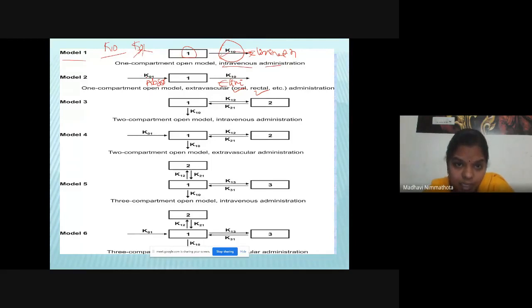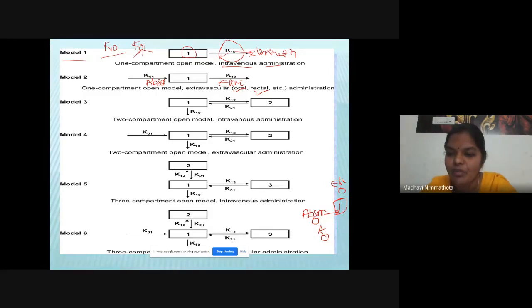See here, here it is K01, because here it will undergo the absorption process. So that's why the 0 is first, then only 1 comes. In case of elimination, first comes 1, after that 0. If absorption is there, this is 0. If elimination is there, this is also 0. But in between absorption and elimination, there is a compartment. Before the compartment, if you have an absorption phenomenon, you start the rate constant with 0. Otherwise, you just leave this 0.